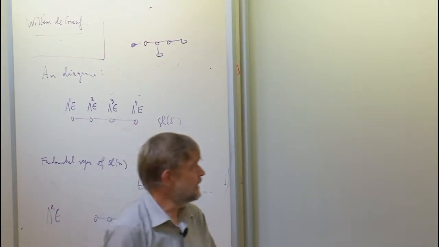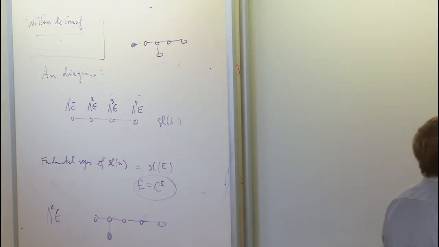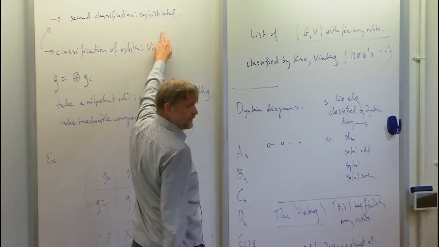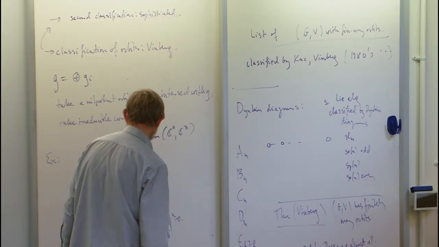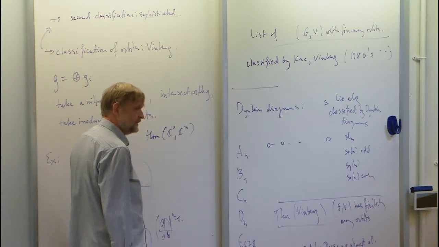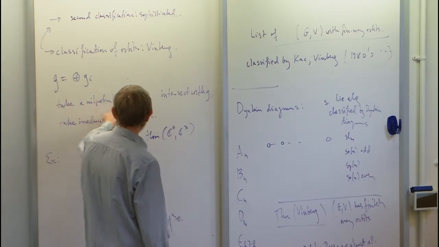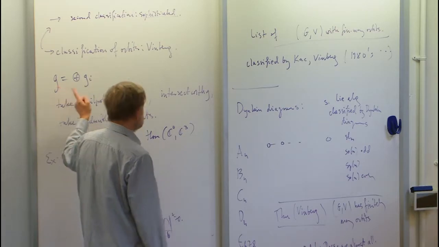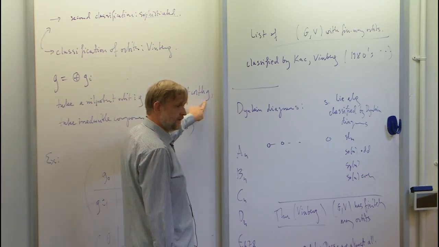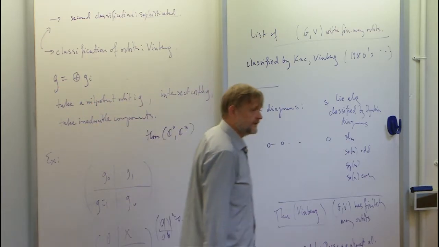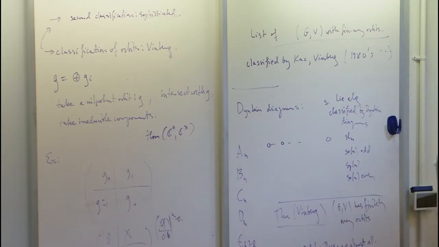What you wrote, because I was slow in taking notes, and now I don't understand. So the second classification is: take a nilpotent orbit in G, in the big Lie algebra, intersect with G1, and then take irreducible components. In this way, you will get all the orbits. And that's a simple tangent space argument, okay?